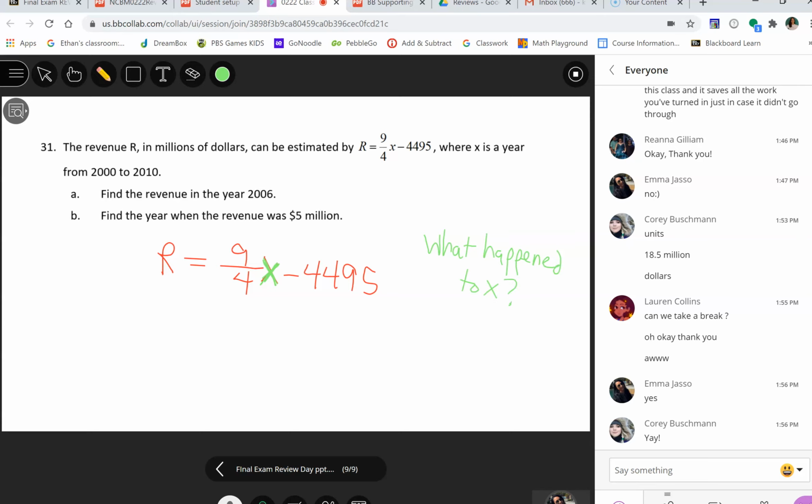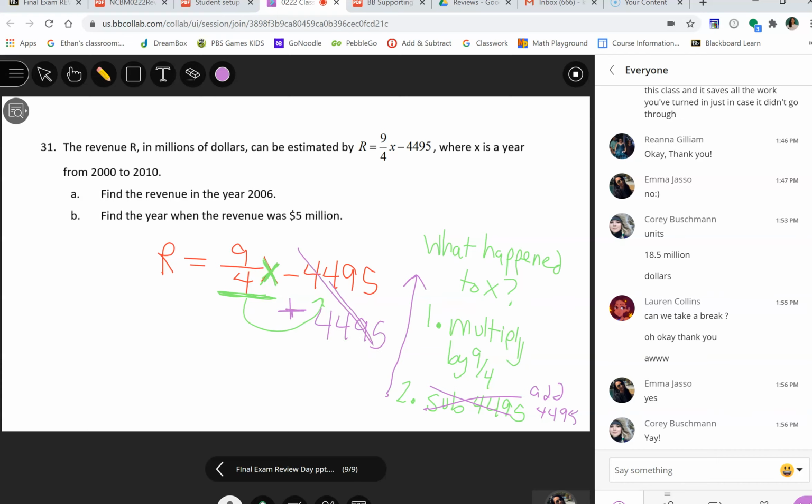According to PEMDAS, the first thing that happens to x is it gets multiplied by 9/4. And then once you do that, you have to subtract. So the second thing that happens is that we subtracted 4495. Solving reverses all of that. You need to undo it all backwards, in the opposite order, like you're undoing PEMDAS. So to undo subtraction, I need to add 4495. I'm going to start by adding 4495 to undo the subtraction.